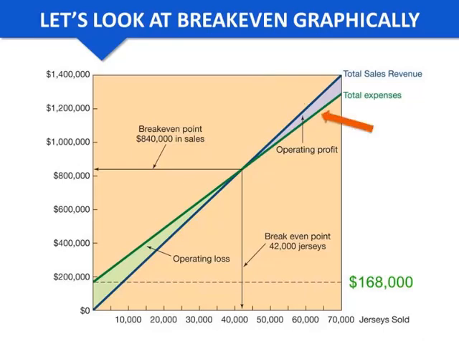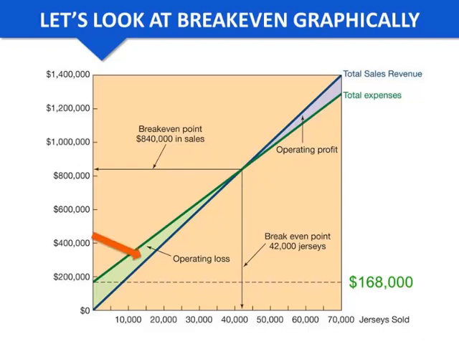The green line represents total expenses. Notice that it intersects the y-axis at the point equal to total fixed expenses, which is $168,000 for Universal Sports Exchange, and the line increases at a slope equal to the variable cost per unit. This line also shows that the total expenses for Universal Sports Exchange are mixed, with a fixed and a variable component. Notice where the sales revenue and total expense lines cross. This is the break-even point, where total sales revenue equals total expenses and profit equals 0.